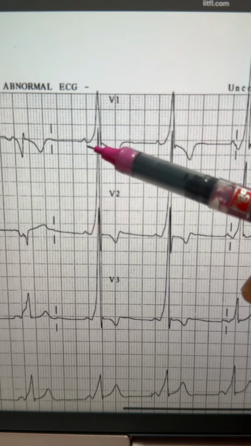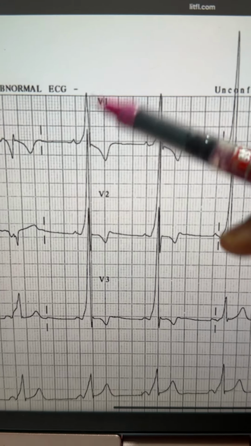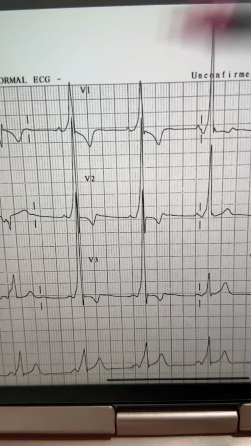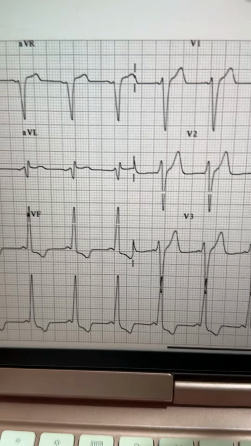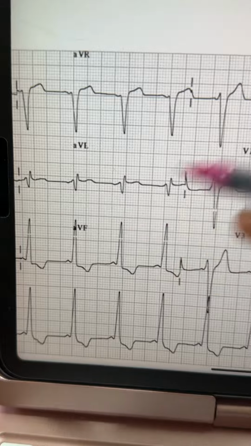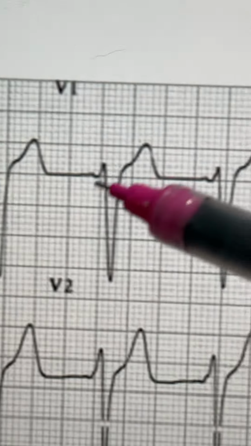So we can see the short PR and the delta wave, but along with that we can see that V1 is showing us a prominent R wave. This means that the accessory pathway is on the left side. This is a different ECG. Again, we see a shortened PR and a delta wave. But here in V1, we are seeing a prominent S wave. That means the accessory pathway is on the right, and this is a type B WPW.